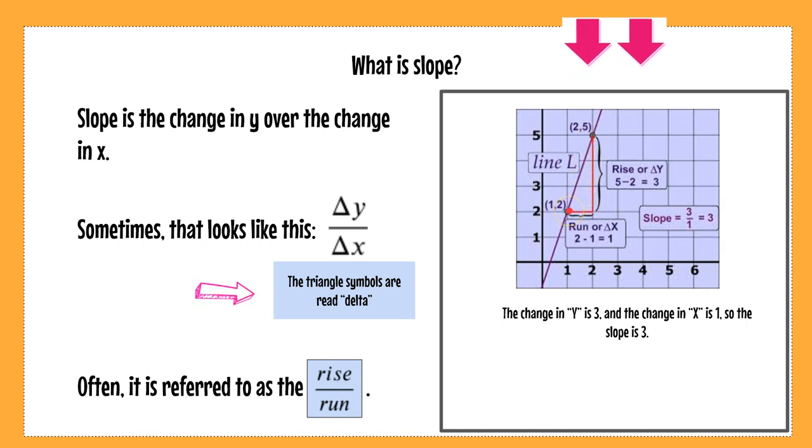If I do that, I'm going to rise first. That means I go up and down first. I'm going to go up 1, 2, 3. So my rise, or my change in y, is 3. My run is 1. I went from 1 to 2 over there. So my run, or my change in x, is 1. So change in y is 3 over change in x is 1. So my slope is 3.